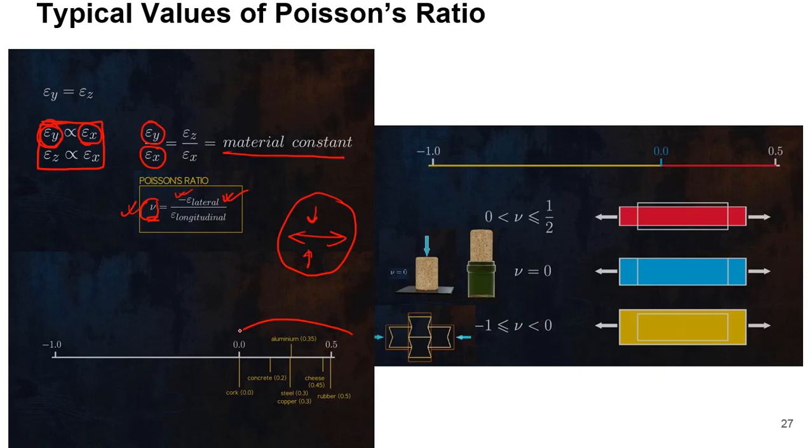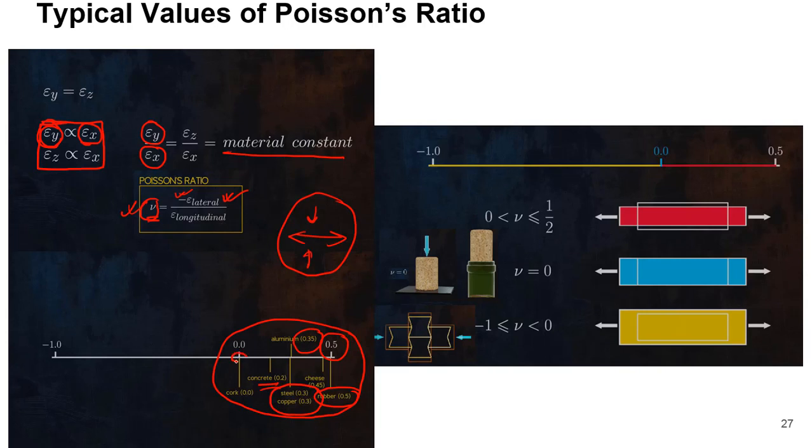You will find that for most practical materials the Poisson's ratio is between 0 and 0.5. Typical values: steel and copper, the Poisson's ratio is in the order of 0.3. In case of aluminium it is slightly more, 0.35. In case of concrete it is 0.2, and in case of rubber it is 0.5. The significance of a Poisson's ratio of 0.5 is that there will be no change of volume. Only the shape will change, but there will be no change of volume.